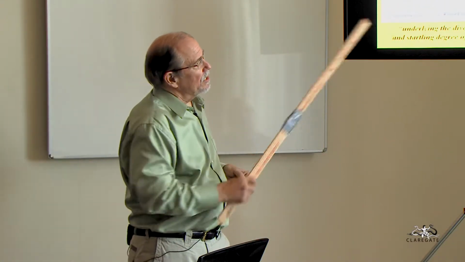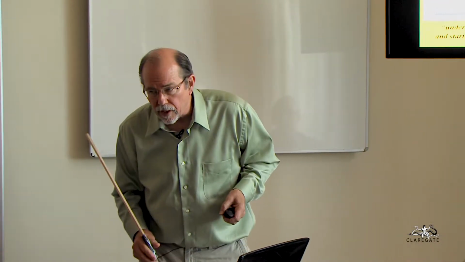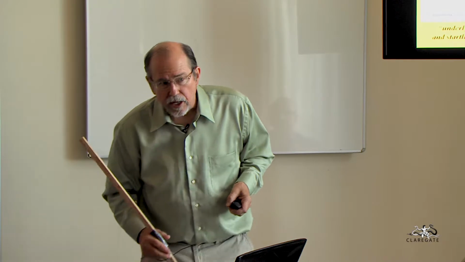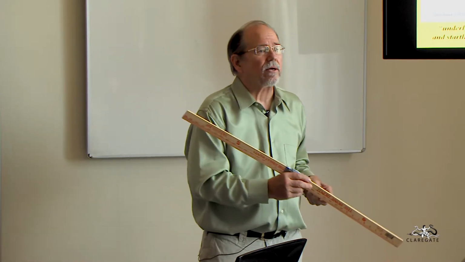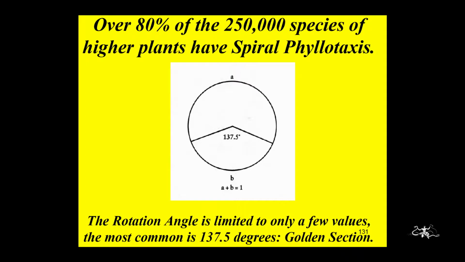Underlying the diversity is an unexpected and startling degree of order. Brian Goodwin, another one of your countrymen, a genius. He's got everything Sheldrake has, but he also has Platonic knowledge about the solids and so forth. And here's what you find: 4 out of 5 of all plants show spiral phyllotaxis, with rotation angle limited to only a few values, most commonly 137.5 degrees.